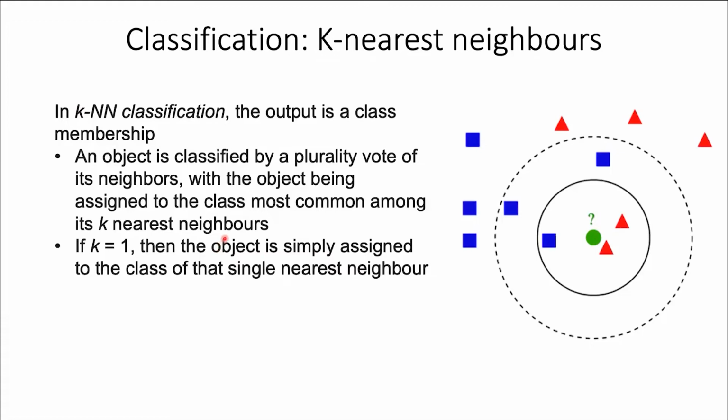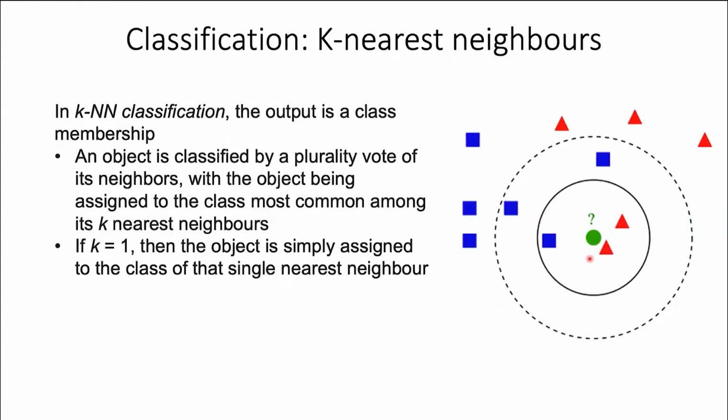So what does that mean? If for instance k is equal to 3, so this has 3 neighbors, 1, 2, 3. You do majority class, and this circle here represents the neighbors within 3 of this unknown. So if you're doing 3 nearest neighbor classification and you're doing majority class, what would you do for this particular case? Would you classify it to be a square or a triangle? A triangle. Right, good.